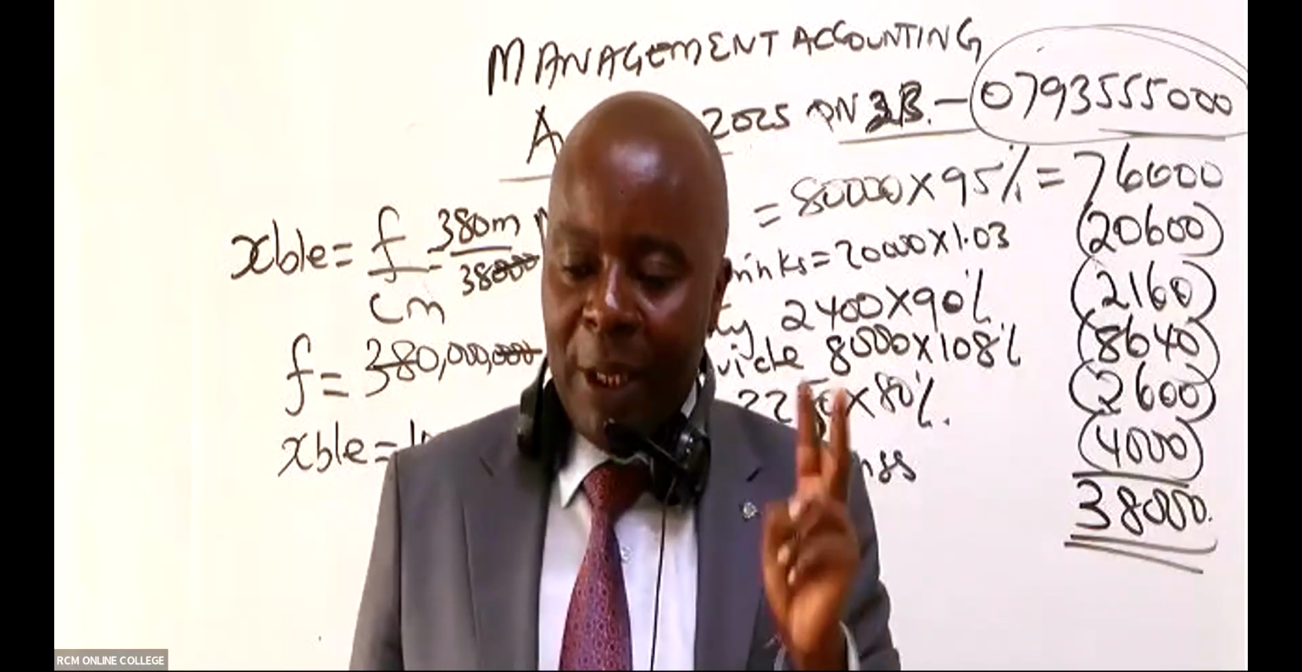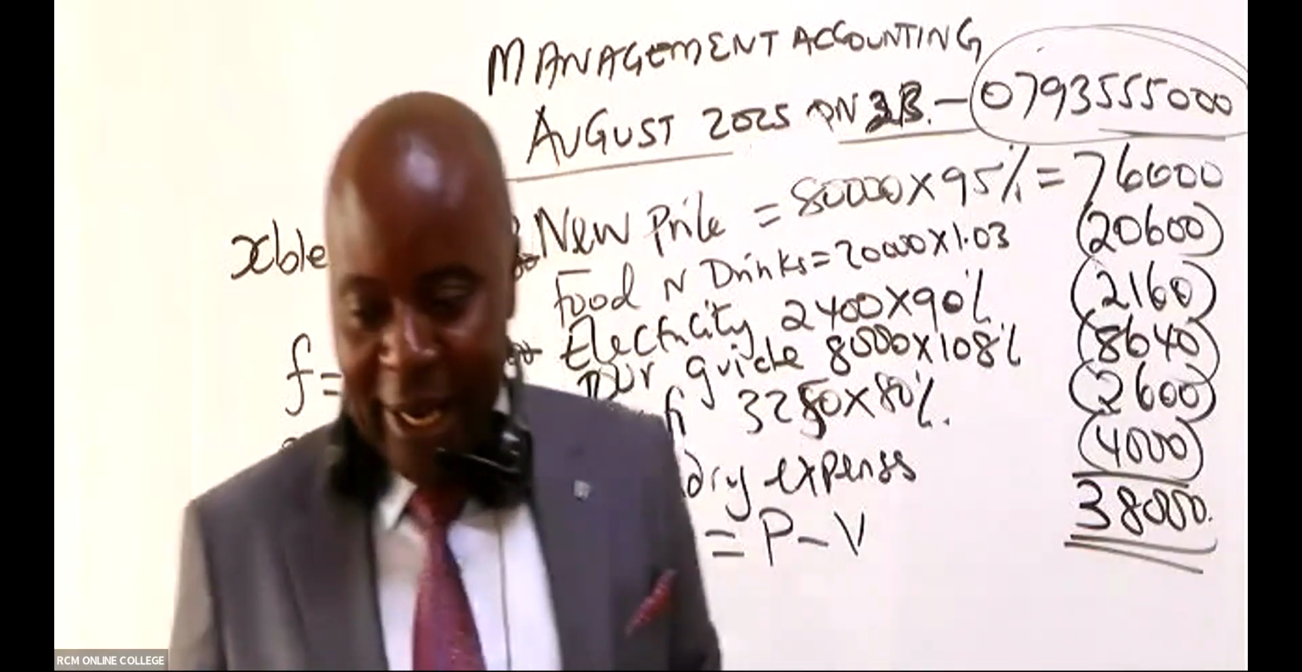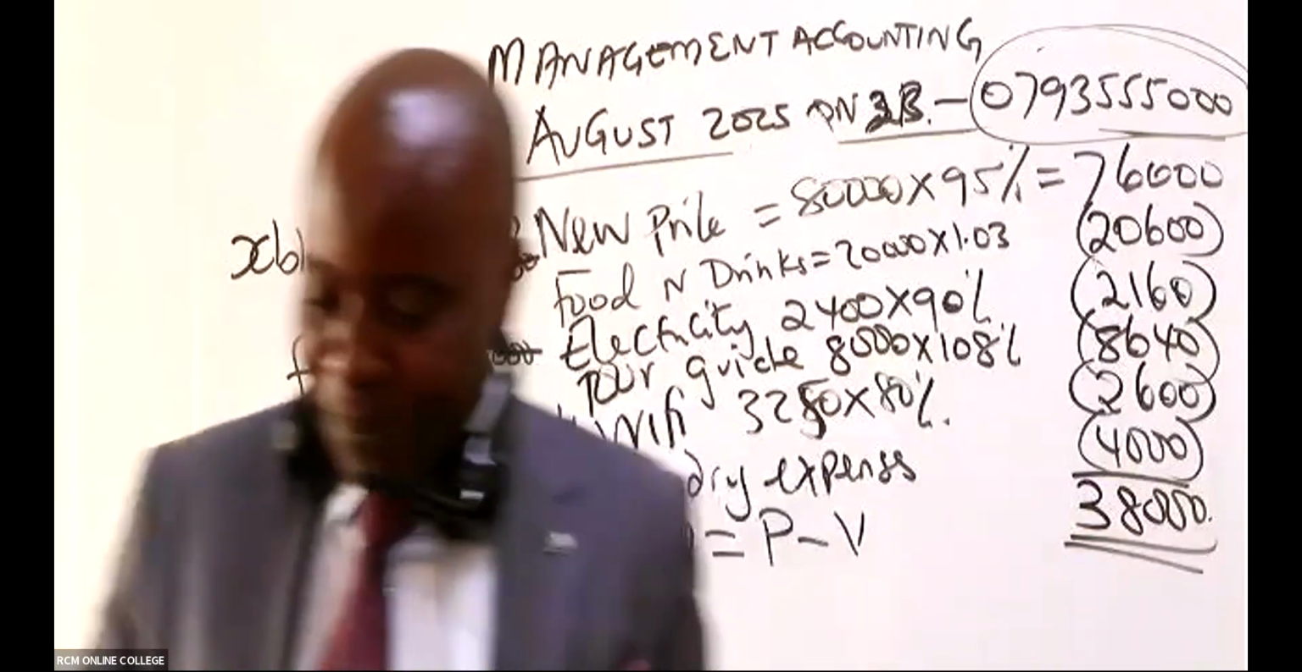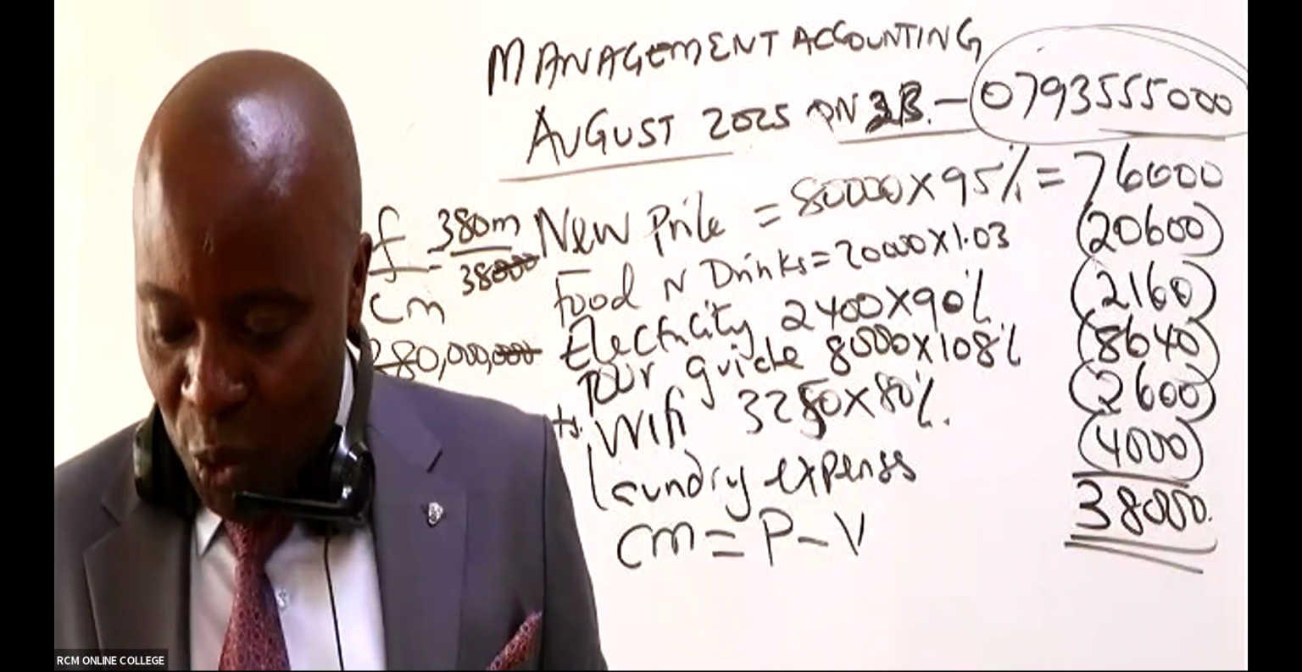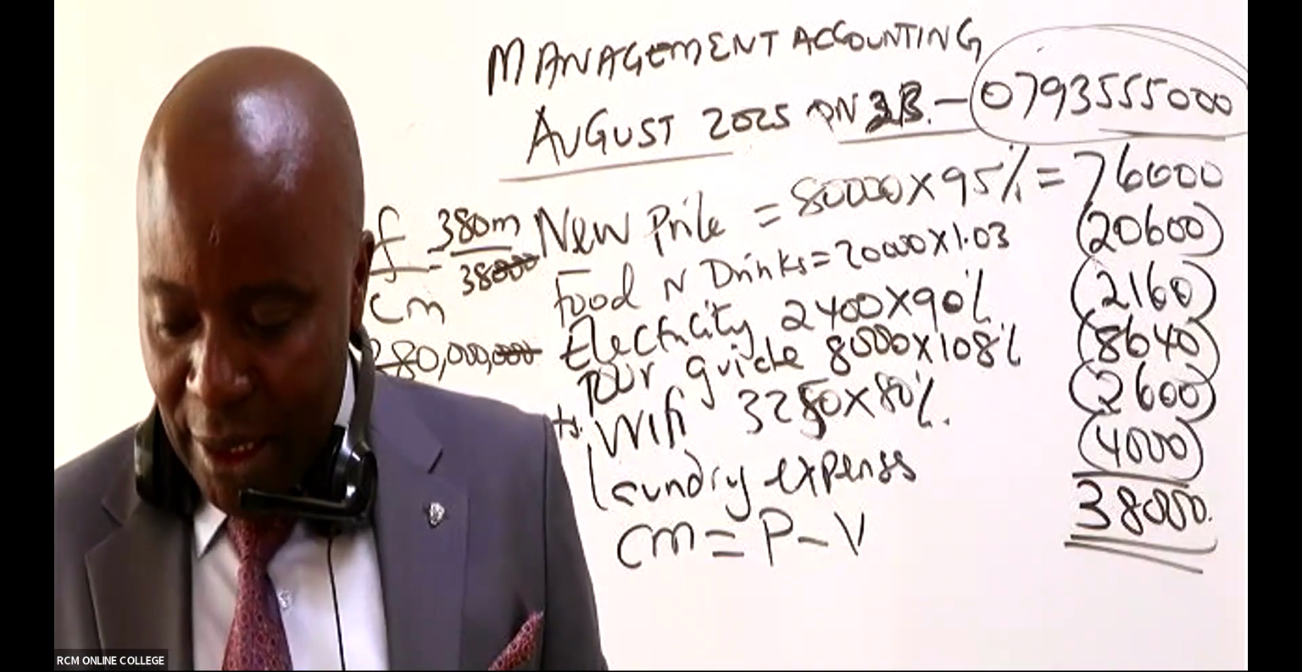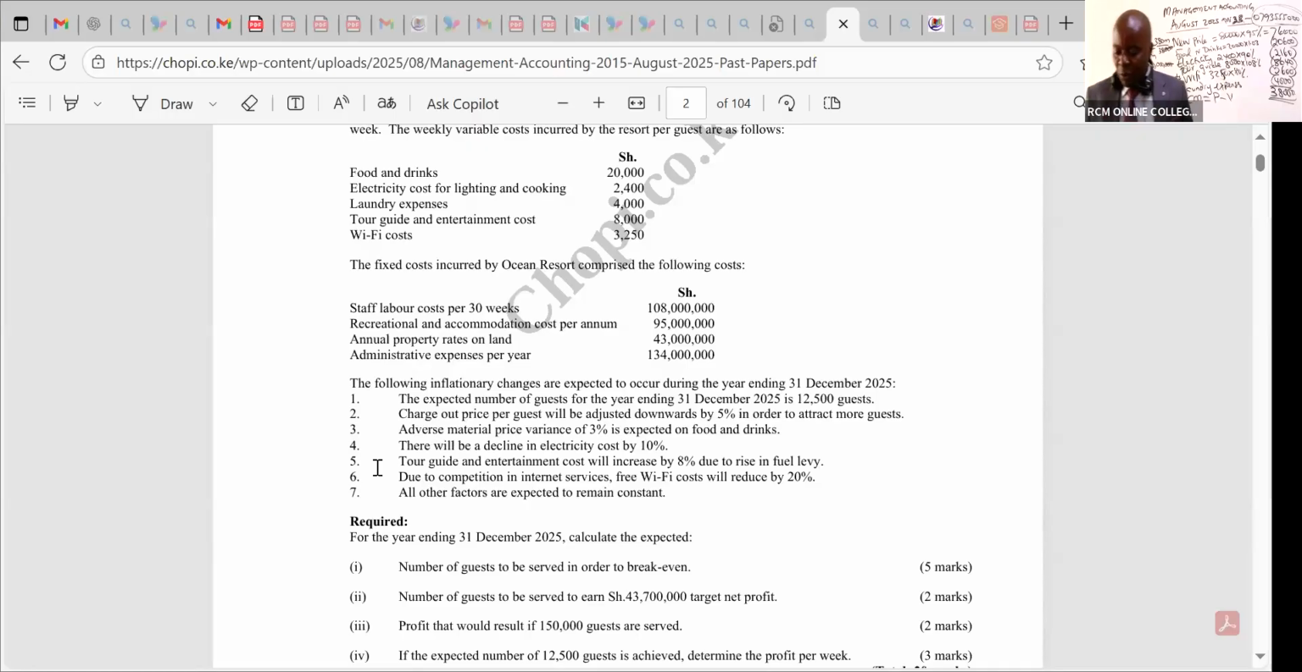So can I go to number 2 of this question? Proceed, yes. Thank you so much. So number 2, they simply wanted us, ladies and gentlemen, to give them the number of guests to be served to earn a profit of 43,700,000, that is 43.7 million targeted net profit.